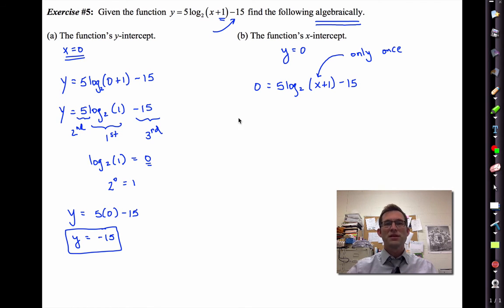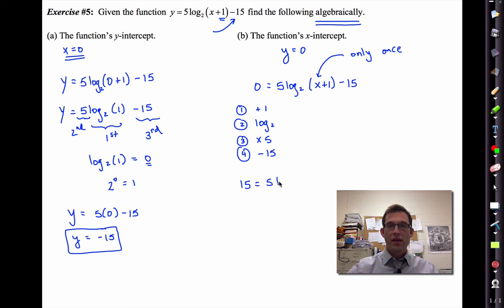So let's talk about what's been done, right? The first thing that was done is we added 1. Second thing that was done was that we found the log base 2 of it. The third thing we did was we multiplied by 5, and the fourth thing that we did was subtract 15. So we're going to undo that in the opposite order. So we're going to add 15 to both sides. Right, that takes care of that. Then we're going to divide by 5 on both sides. That takes care of that.